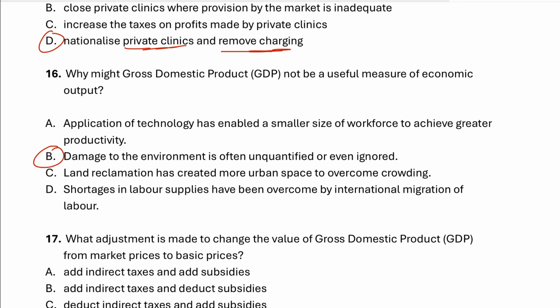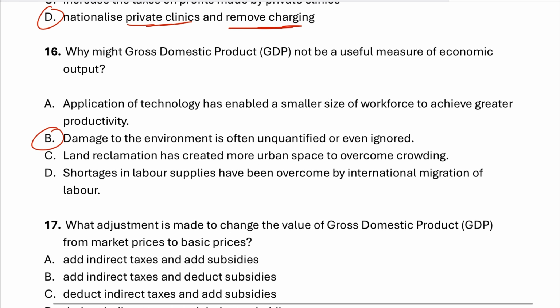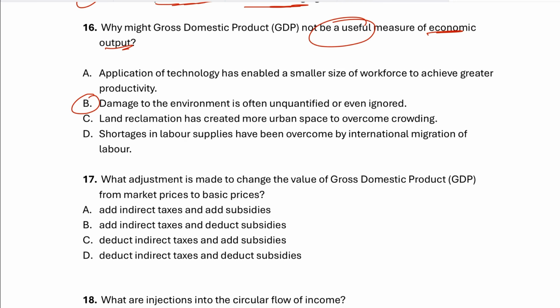That's why we say that GDP might not be a useful measure, because it ignores negative externalities and the environmental cost. So that's what makes B for Boy the correct answer. It says it might not be a useful measure of economic output. Why? Because it's ignoring negative externalities and environmental cost, so it's not really giving us a true picture of the welfare in the economy.